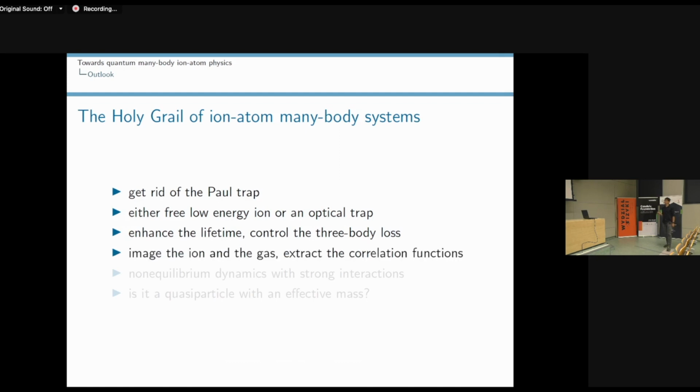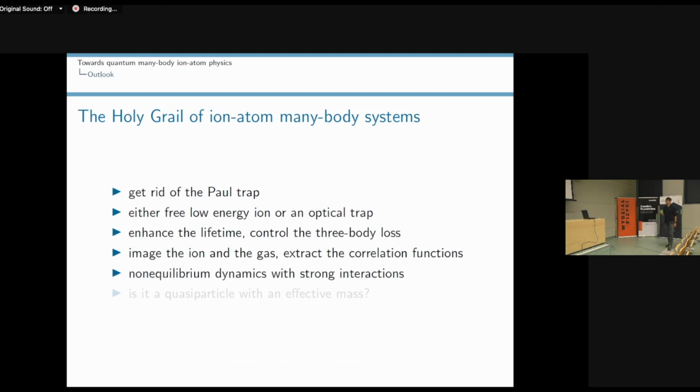And then ideally we would like to image both the ion and the gas, to see when the ion arrived at the detector and from where it was excited, and what the correlation functions in the gas were at that point, to get the full picture of the many-body state that is created.